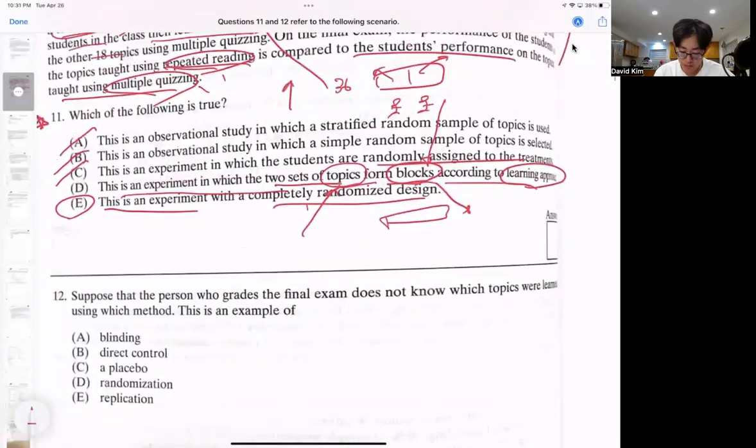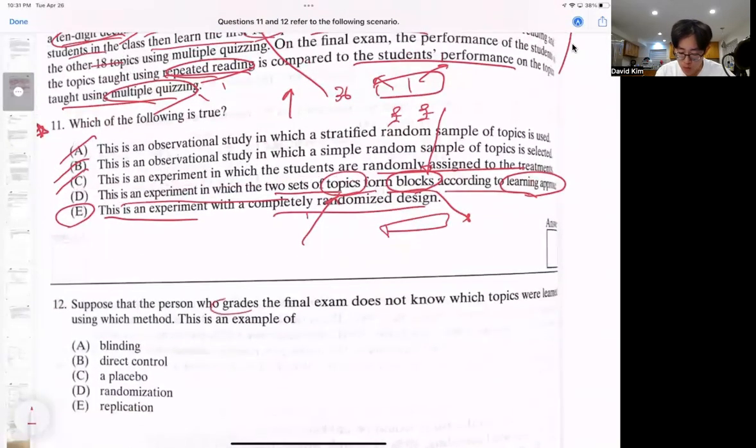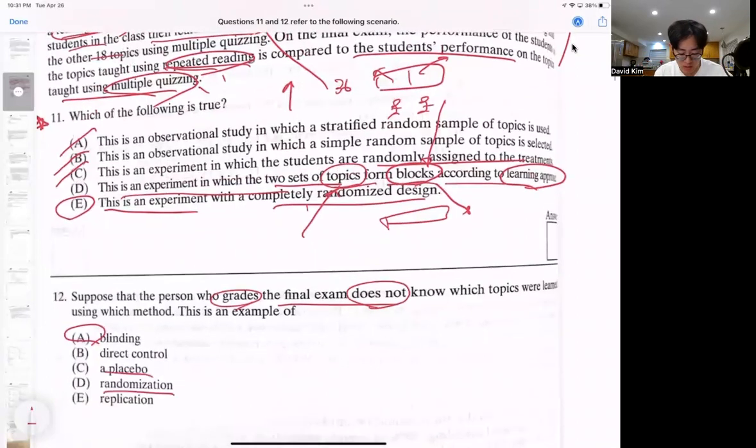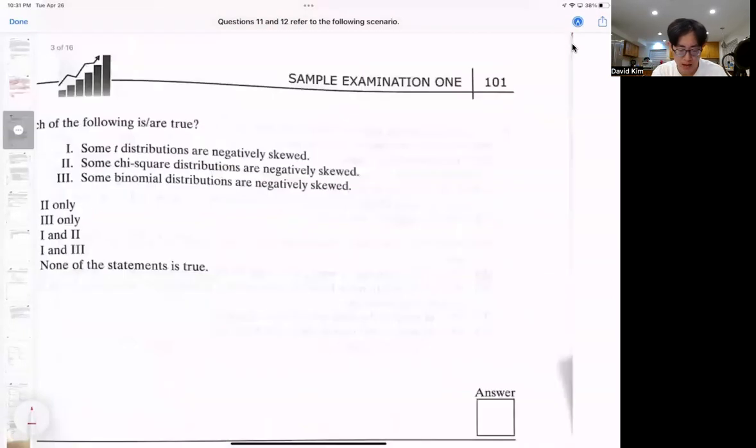Number 12 is easy though. If the people who grade the final exam are not told some information, that is called blinding. Placebo, randomization, replication, direct control, none of those has the same definition as blinding. Blinding the subject and the experimenter is called double blind. If you're blinding just the subjects, that's just a blind test. Always make sure you know the vocabulary for that.